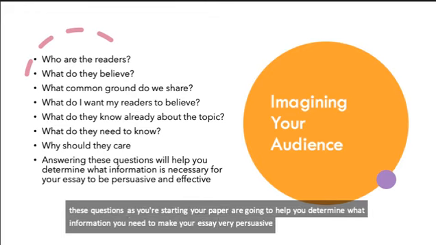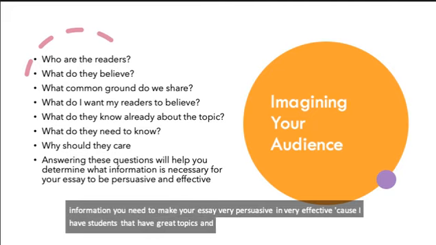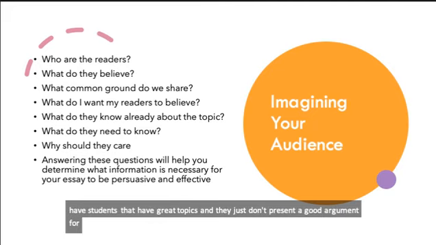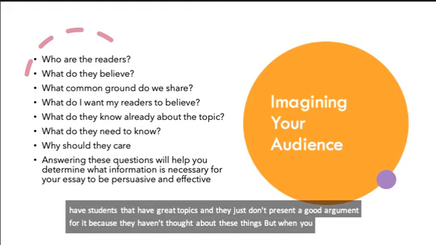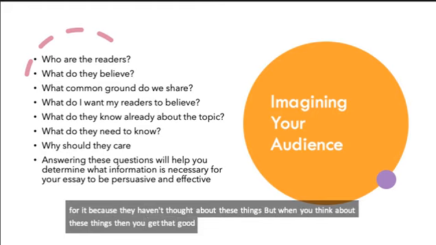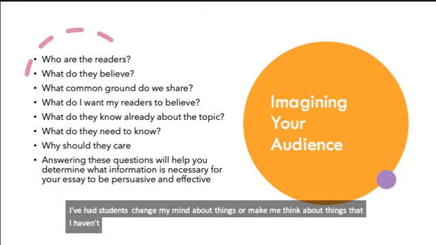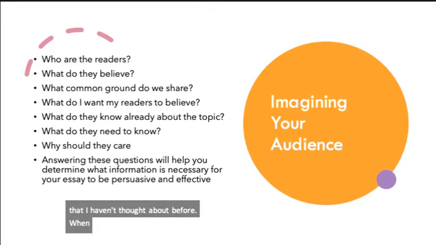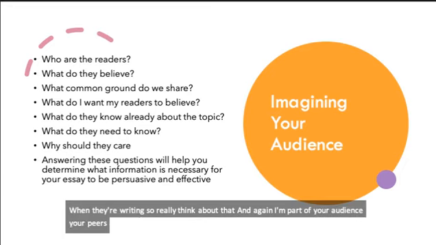Because I have students that have great topics and they just don't present a good argument for it because they haven't thought about these things. But when you think about these things, then you get that good argument and it's persuasive and it's effective. And I've had students change my mind about things or make me think about things that I haven't thought about before when they're writing. So really think about that. And again, I'm part of your audience. Your peers are part of your audience. So you want to start writing for that type of reader.